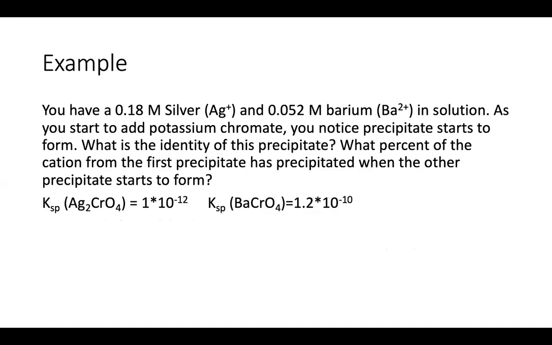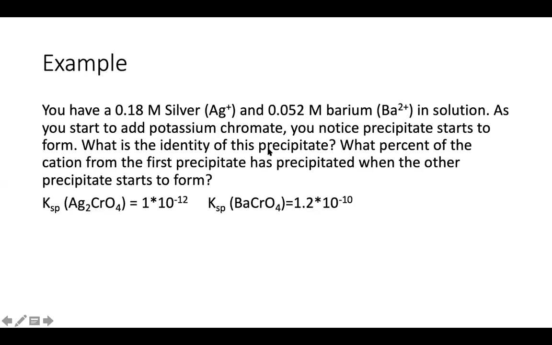Right, so we have a solution that's 0.18 molar silver and 0.052 molar barium. So again, we have two cations in solution. As you start to add potassium chromate, and before I continue on with this problem, realize that silver and barium are both cations. So when we add a salt like potassium chromate, if you already have cations in solution, the cation portion of this salt doesn't matter, right? So the potassium part we couldn't care less about. What we care about from this salt is the chromate portion.